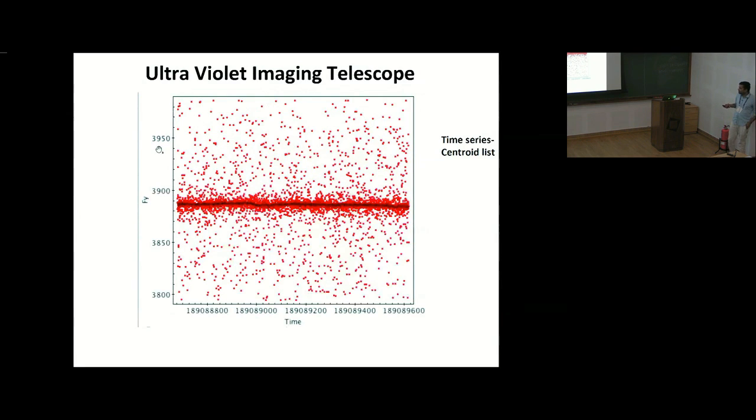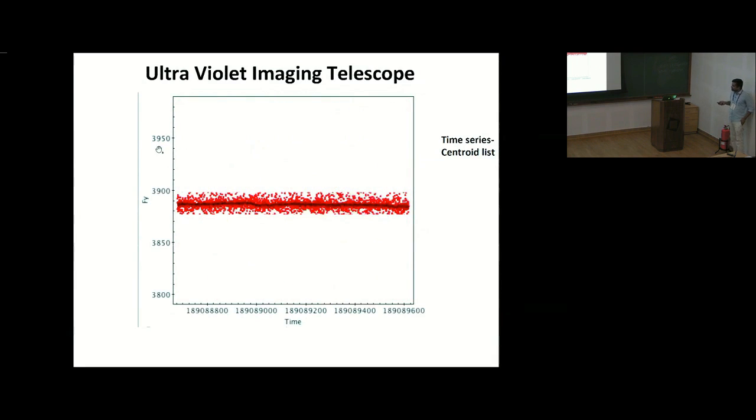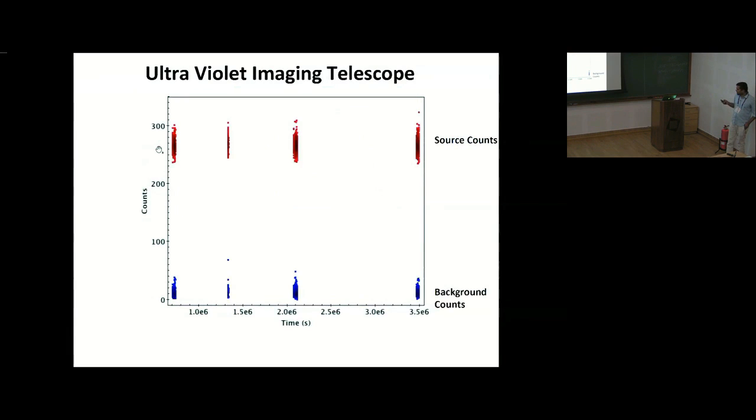I can apply all the statistical techniques for reducing the noise, and then I can start talking about the time variability of the source. This is how the source count looks, and this is how the background looks. The interesting thing is that we get data over every orbit, which corresponds to something like 90 minutes. We get something like 20 minutes of data per orbit, and we have many orbits in one observation.